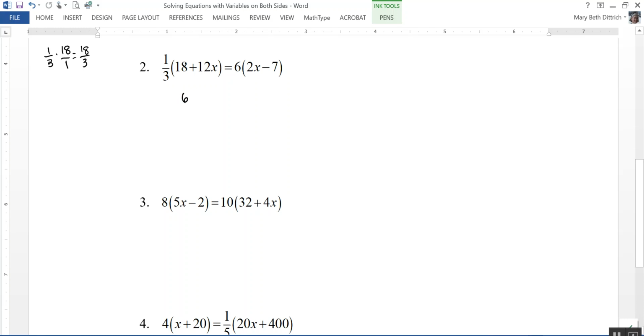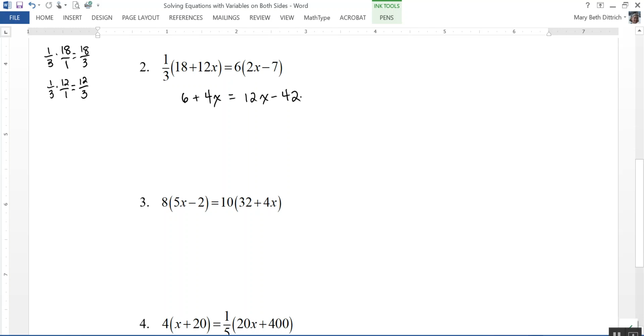You can also think of it as 1/3 of 18. 1/3 of 18 is 6. Plus, we need to do it again. 1/3 of 12 is going to be the same as 1/3 times 12 over 1, which equals 12 over 3, which is 4x. Don't be afraid to do a little extra work over on the side if it helps you to understand better. Okay, here the distributing is going to be a little bit easier. 6 times 2x is 12x. 6 times negative 7 is negative 42.